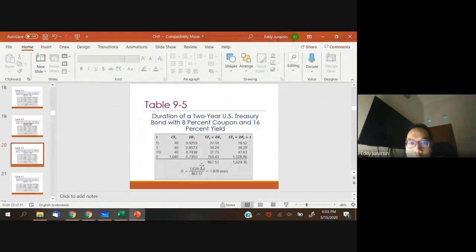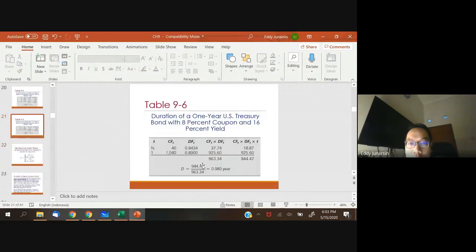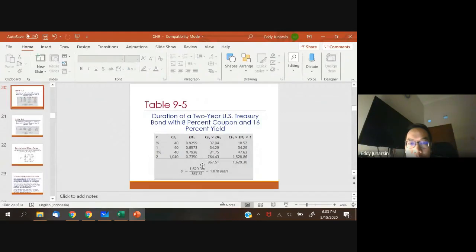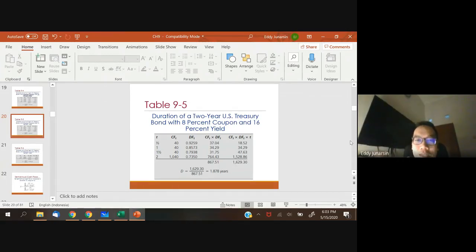Okay, so yeah, there are 2 more examples. Maybe we can do it quickly, okay? Maybe 5 more minutes or something. So the next one is, what's the difference here? The coupon rate is 8%. The market rate is 16%. Still the same thing, right?